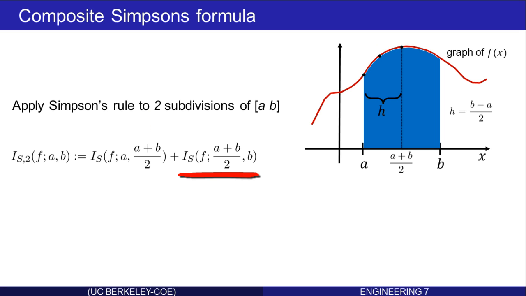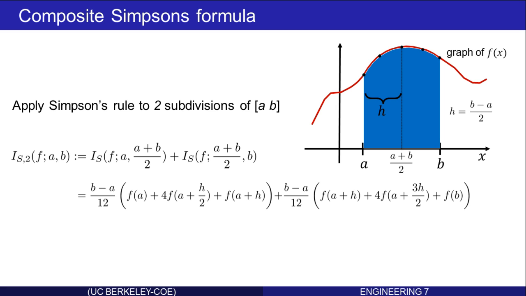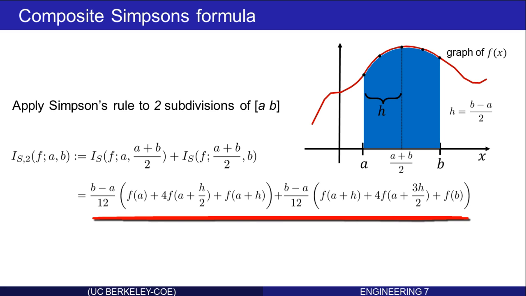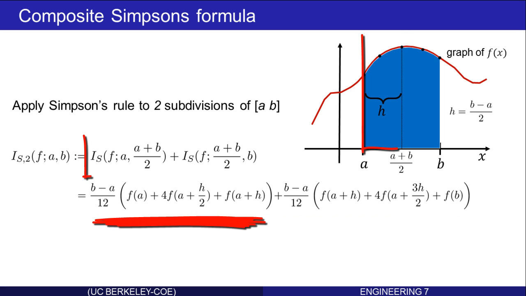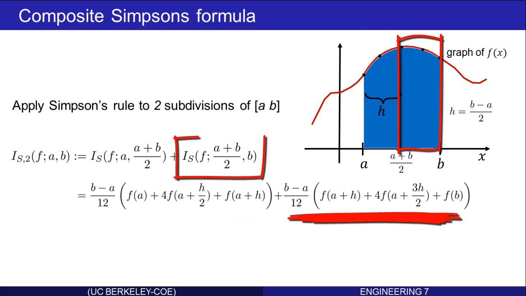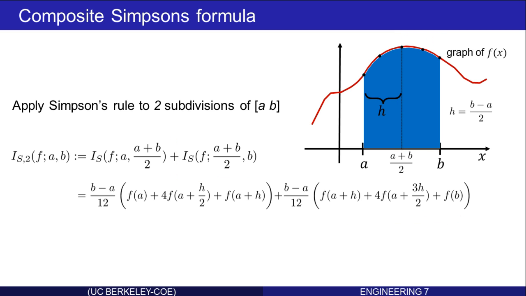The second formula also involves 3 points. The two endpoints, a plus b over 2, which is already marked and already been evaluated, as well as the endpoint at b, and then the middle as well. Writing those down explicitly gives the following formula. The first one is Simpson's formula for the first subdivision, and the second one is Simpson's formula for the second subdivision. Notice the one common function evaluation at a plus h.